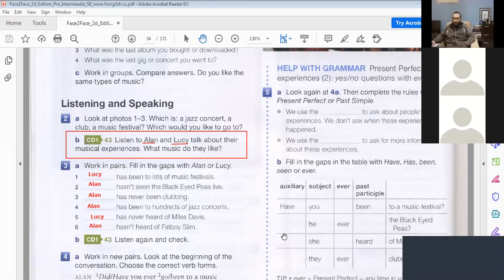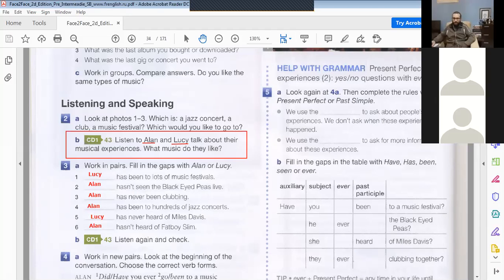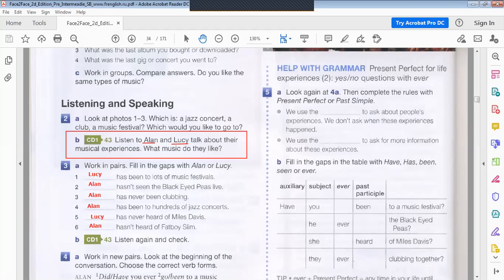Track 43. Have you ever been to a music festival, Lucy? Yes, I have. I've been to lots, actually. The last one I went to was in Denmark. Oh, right. Who did you see there? I saw REM and the Black Eyed Peas. They were brilliant. Have you ever seen them live? No, I haven't. I don't really like rock or hip-hop, actually. I prefer classical music or jazz.